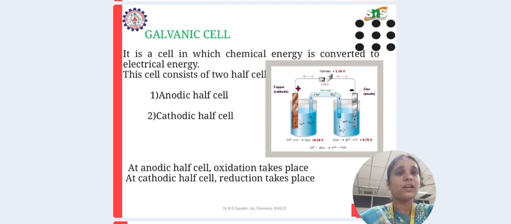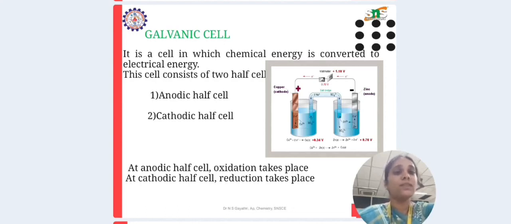In the pictorial representation, both electrodes are connected with a voltmeter to find out the voltage produced. The two compartments are combined with a salt bridge, usually a U-type salt bridge, filled with agar-agar or KCl for the movement of ions. The salt bridge allows ions to flow from one compartment to another. At the anode oxidation takes place, the loss of electrons, and at the cathode reduction takes place, the gain of electrons.